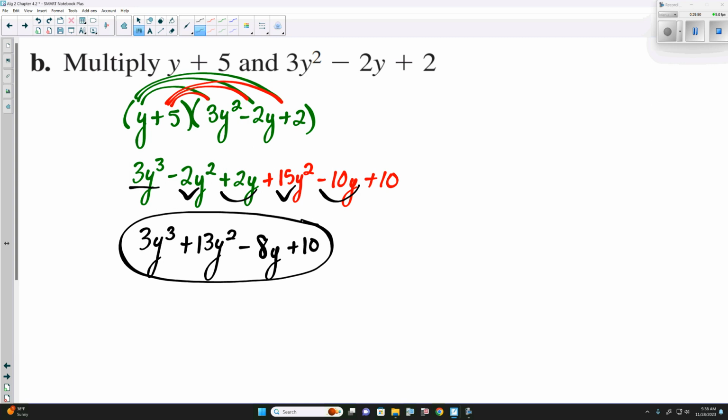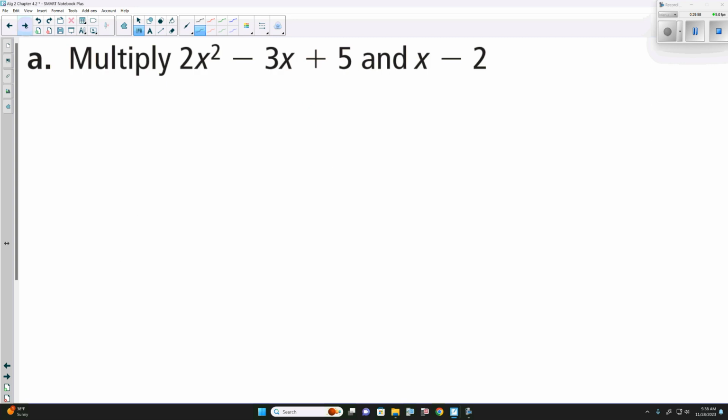Questions on this here? Good with multiplication. Do we need to see another example of multiplication? We feel comfortable with these here? Yes? Good? Okay.